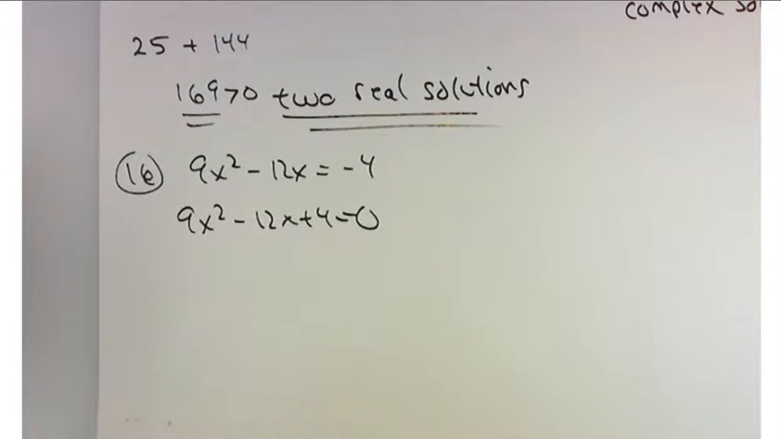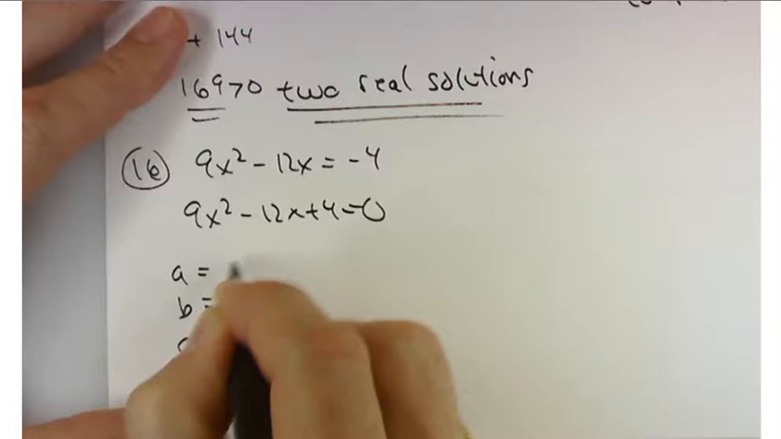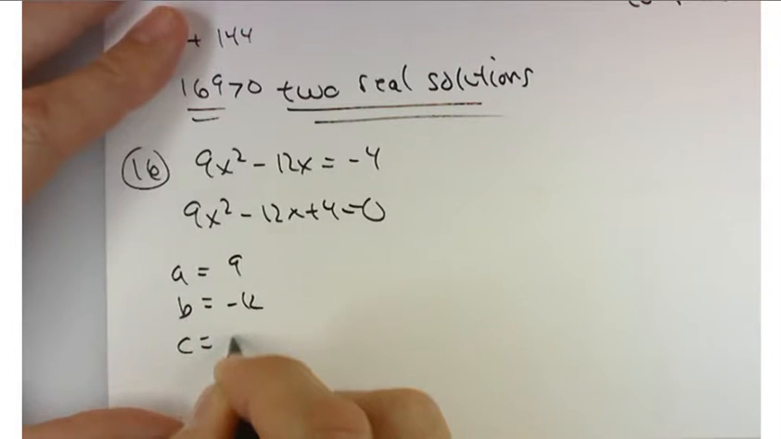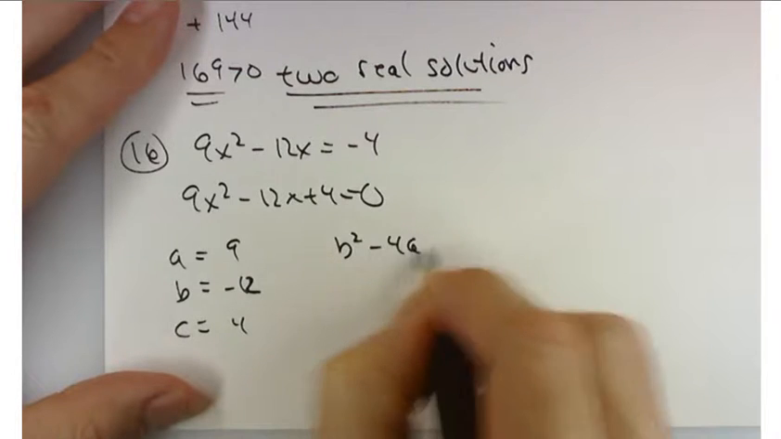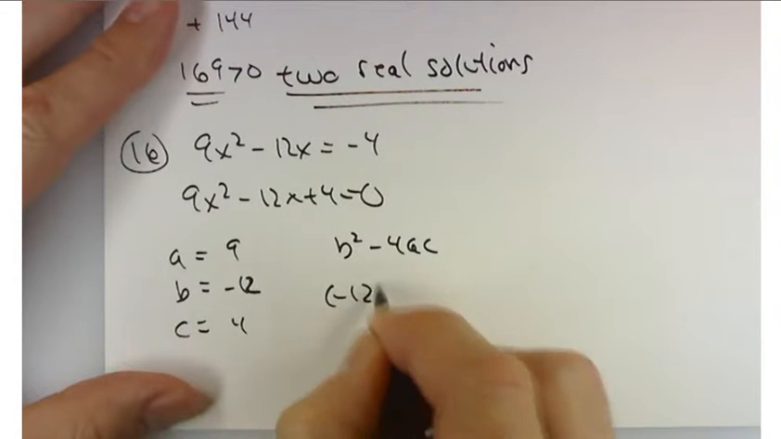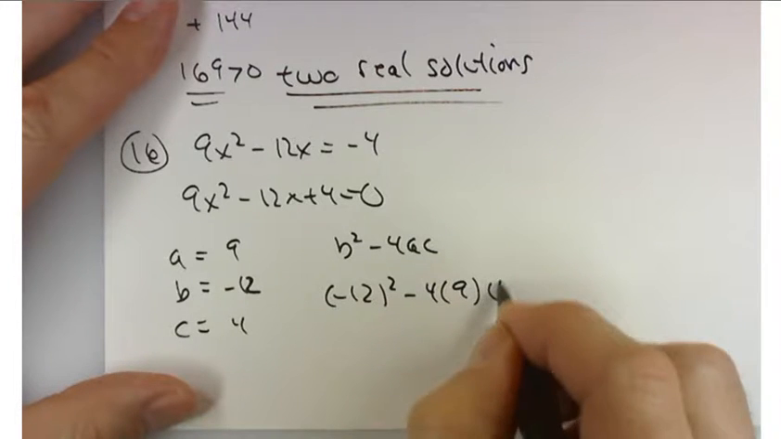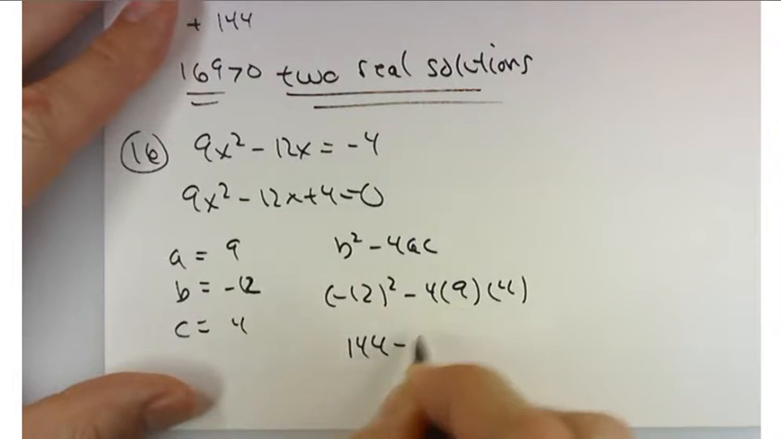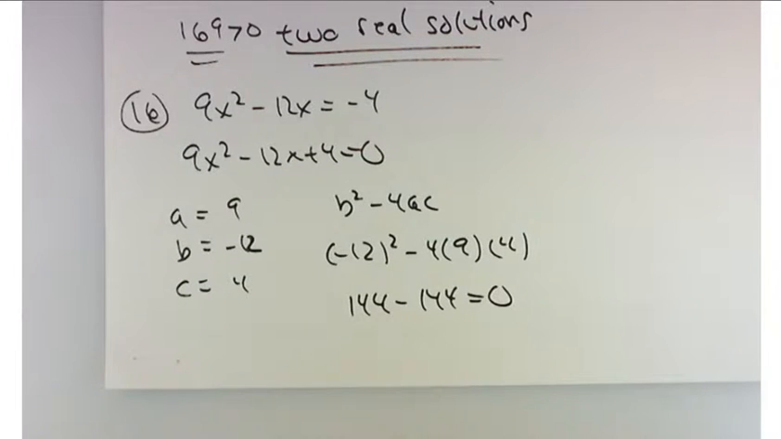Okay, so A, B, and C should be 9, negative 12, and 4 respectively. So b squared minus 4ac is going to be negative 12 squared minus 4 times 9 times 4. So 144 minus 144, wait, let me get out my calculator. 0. So what's that telling me about the nature of my solutions here?